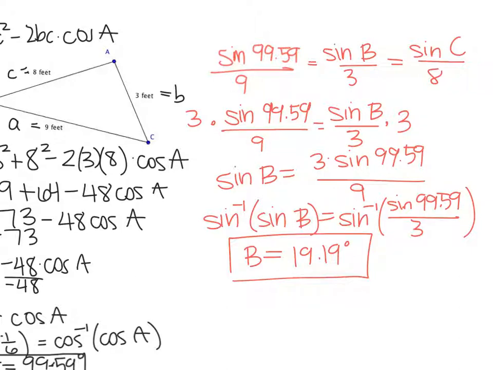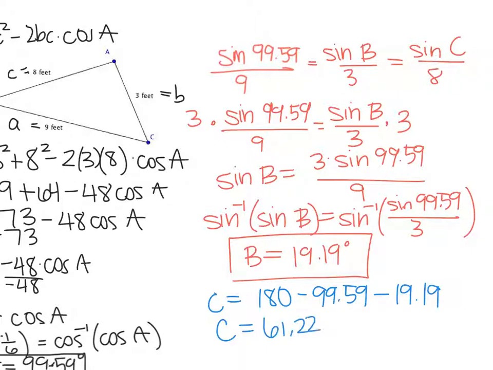So now that we know two of our angles, we can just use the triangle sum theorem to find angle C. So we do 180 minus the 99.59 minus 19.19, and angle C is 61.22 degrees.